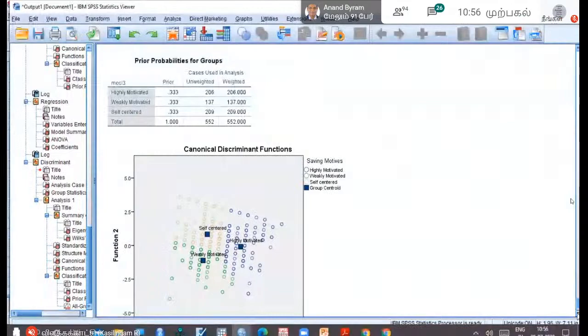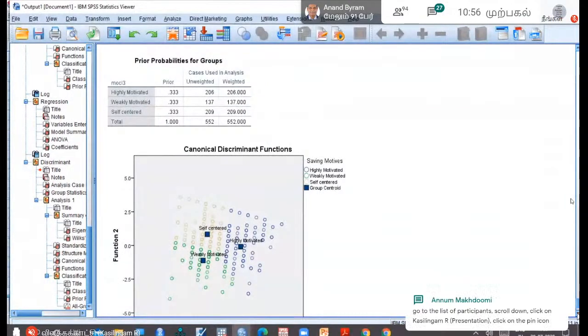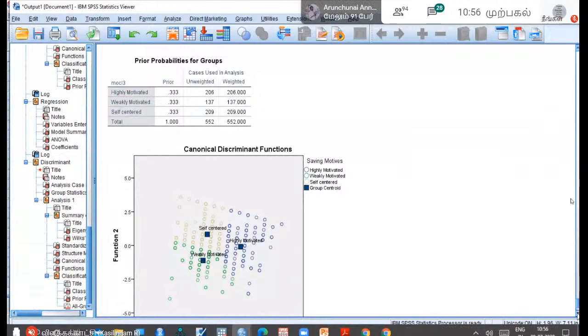Income, right? People with high income are highly satisfied. So, income discriminates these three categories. Now we want to know which variable discriminates among who? Highly motivated, weakly motivated, and self-centered. All right.